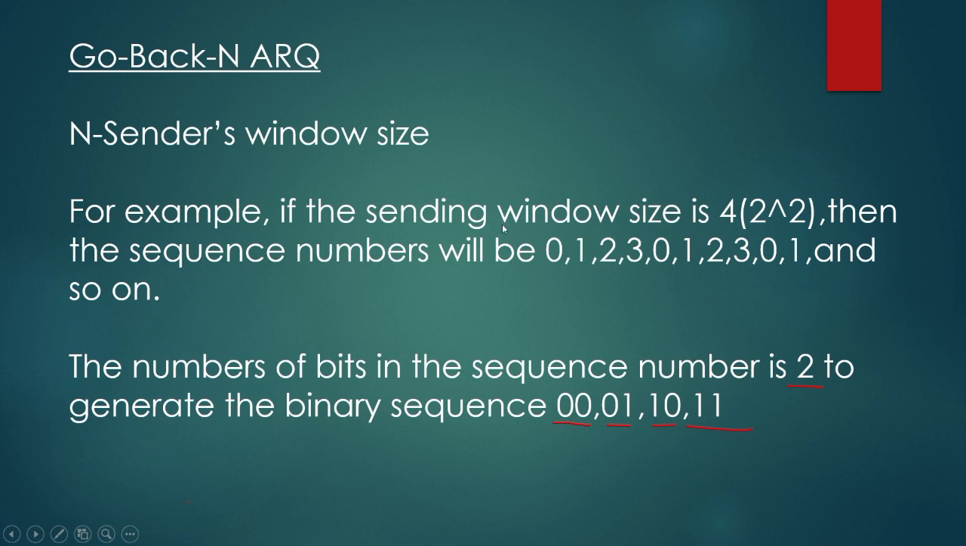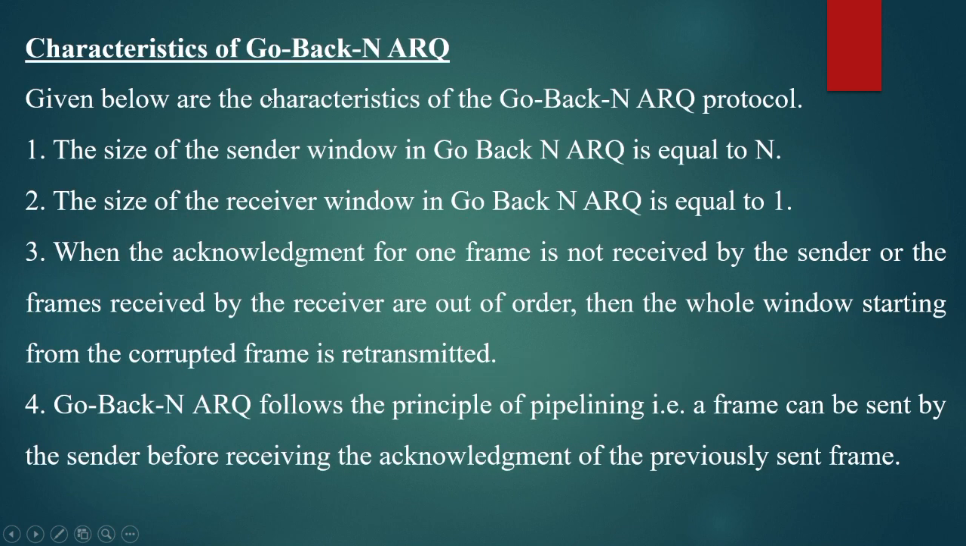For example, if the sending window size is 4, that is 2 raised to 2, then the sequence numbers will be 0, 1, 2, 3, 0, 1, 2, 3, 0, 1, and so on. The number of bits in the sequence number is 2 to generate the binary sequence, that is 00, 01, 10, and 11.